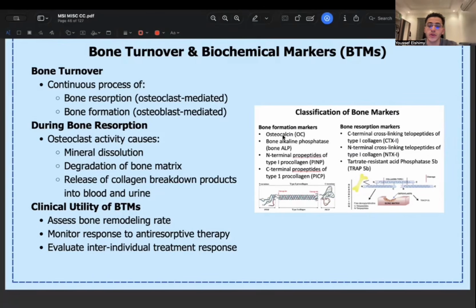Then we have the bone formation markers. They include osteocalcin and bone alkaline phosphatase. And you have to remember that whenever the environment is alkaline, it favors bone formation, and whenever it's acidic, it favors bone resorption. So alkaline phosphatase is a sign of bone formation. Then we have the procollagens like PINP and PICP. If there's procollagen, it means there's work in progress, because procollagen is then converted to collagen, and collagen gets laid down in the new bone. So it's a sign of bone formation.